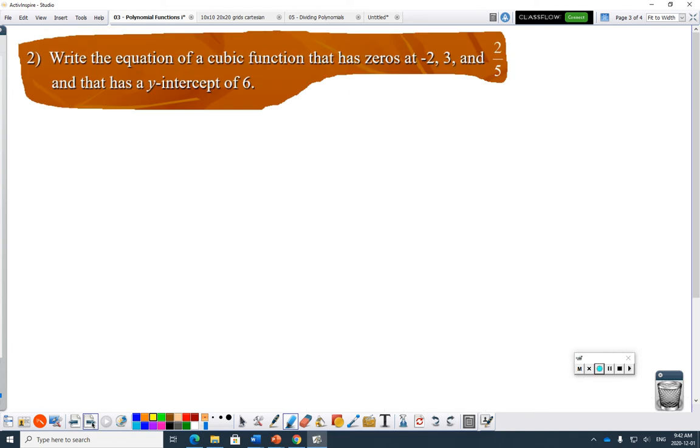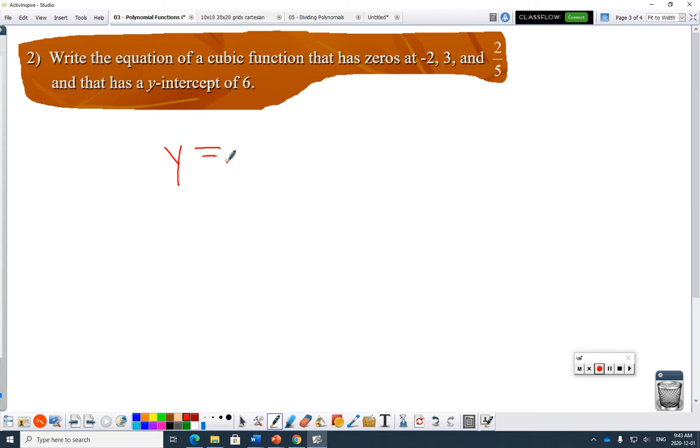What's next? Number 2, write the equation. Oh, completely different question. It uses the same thinking, but actually goes the complete opposite way. It doesn't ask for the graph at all. It says, write the equation of a cubic function. Okay, here I go. I'm ready.